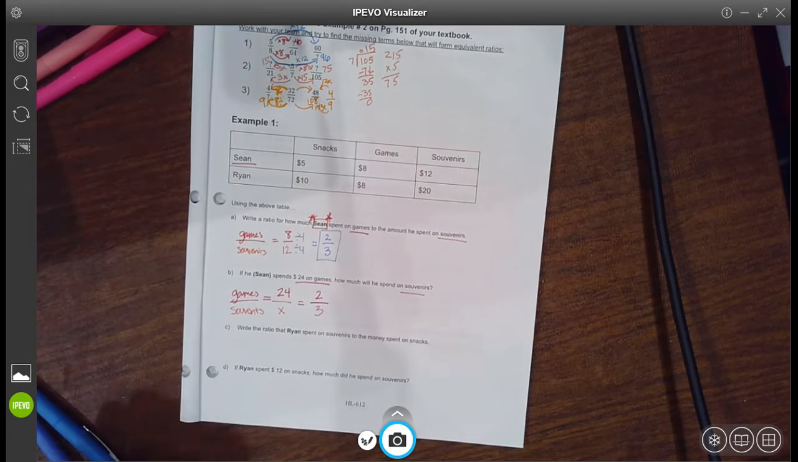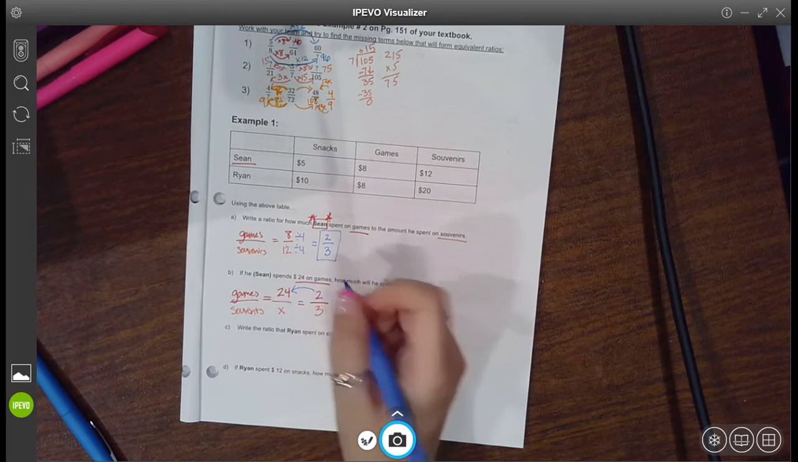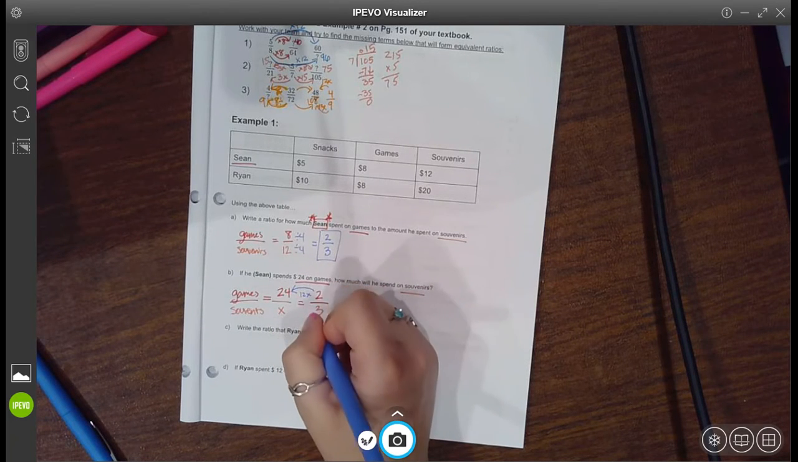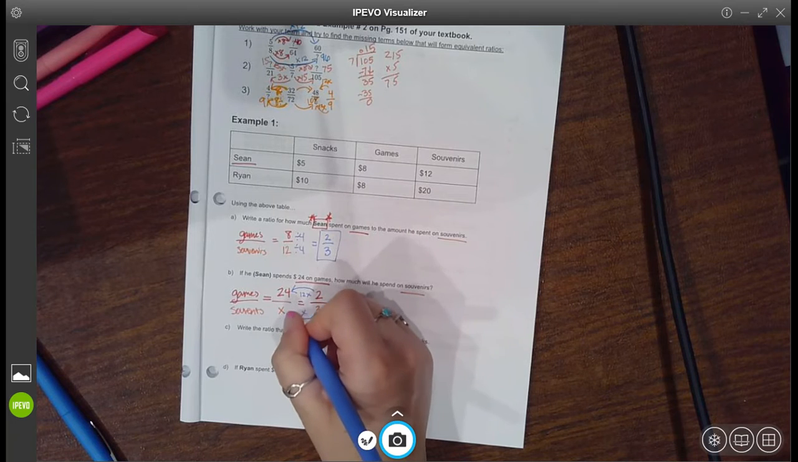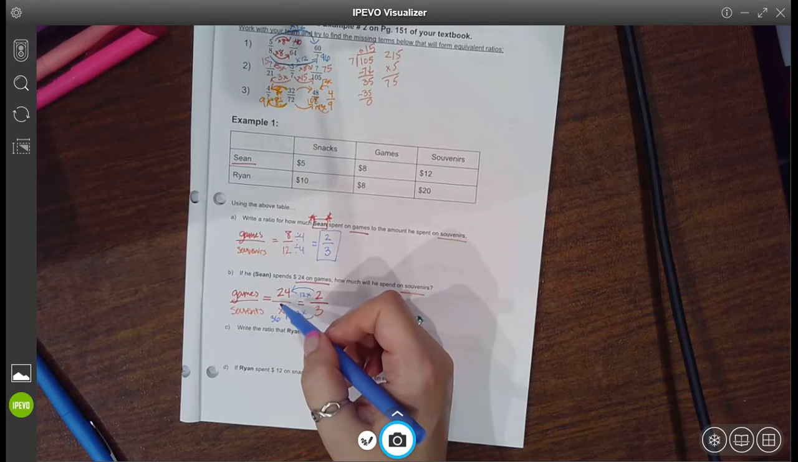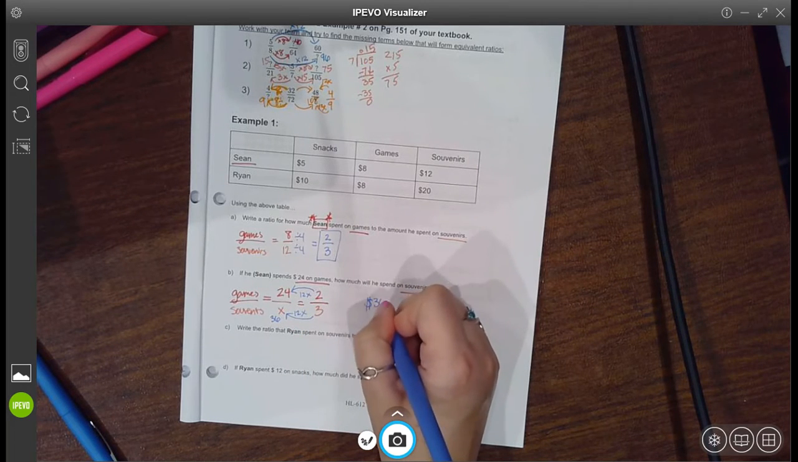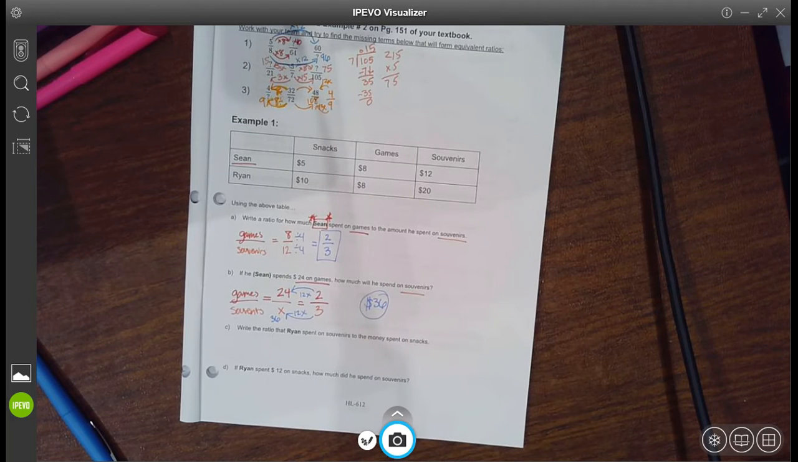And I use that same logic we did up above. 2 times what gives me 24? 12. So then 3 times 12 gives me 36. So if he spent $24 on games, then he's going to spend $36 on souvenirs, following that same pattern that he tends to do. Okay.